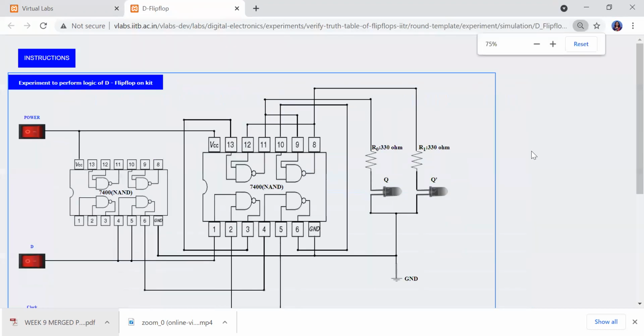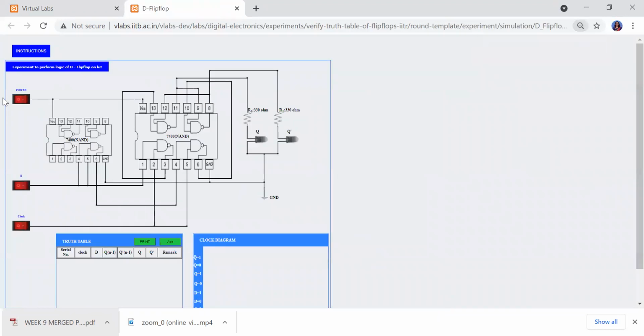This is the circuit diagram of D flip-flop. With the help of this power switch, we will give supply to the circuit. Now here, power is given to the circuit. Input D is 0 and clock is not applied. So under this condition, output Q is 0 and Q complement is 1. So here we can see the LED corresponding to Q is off and that of Q bar is on.